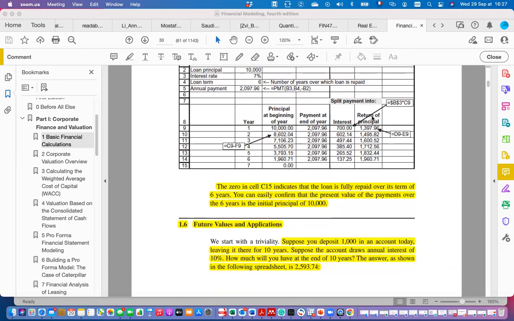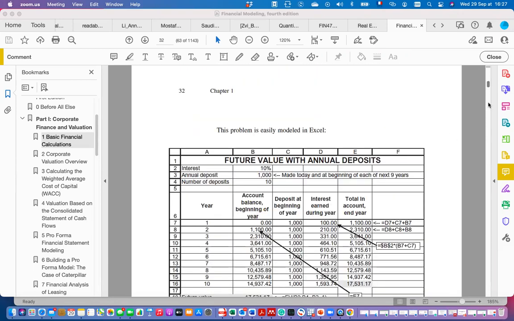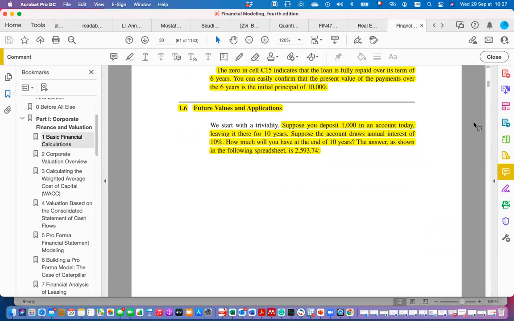Okay, so page, I think 32. No, 31, sorry. So the future value. Suppose you deposit $1,000 in an account today, leaving it here for 10 years. Suppose the account draws annual interest of 10%. So how much will you have at the end of 10 years?